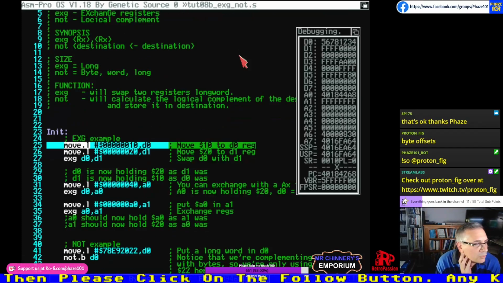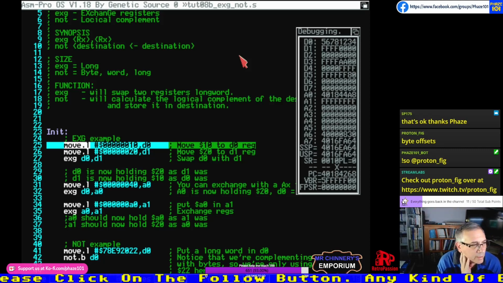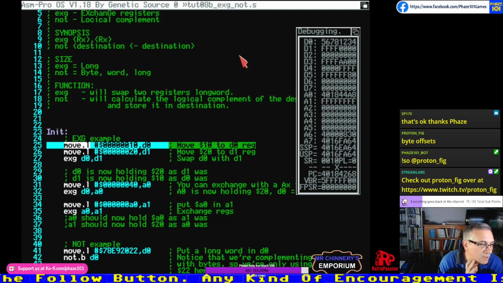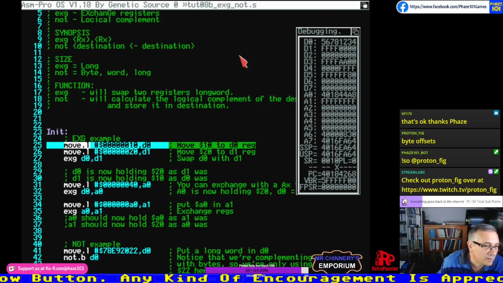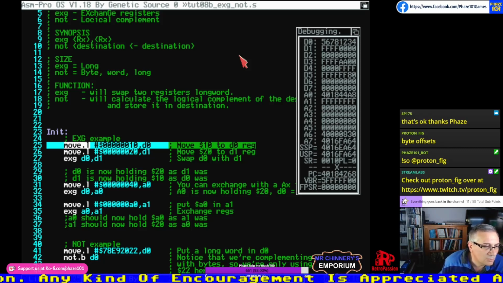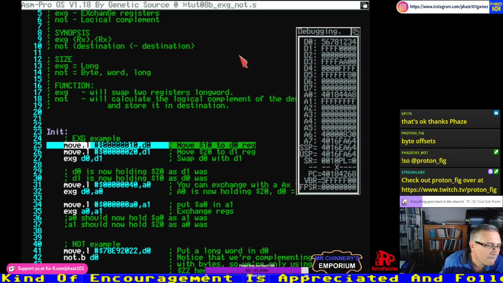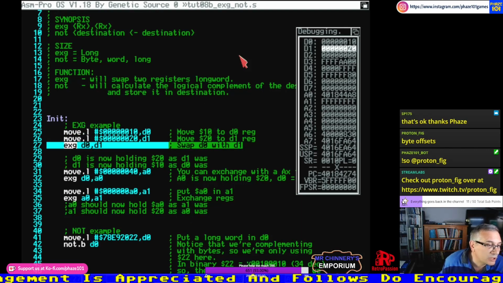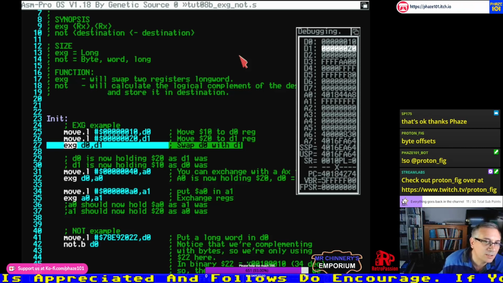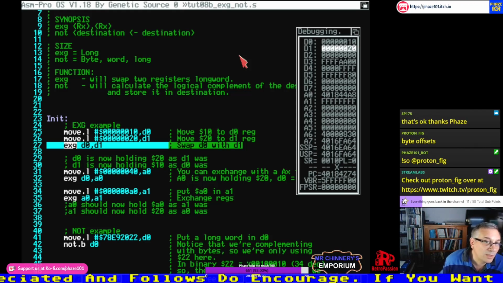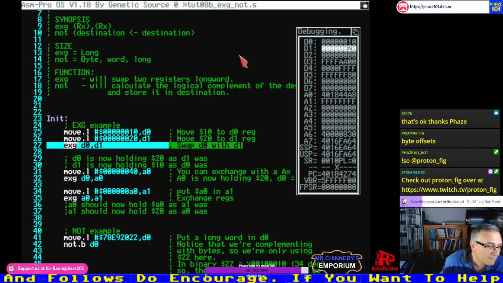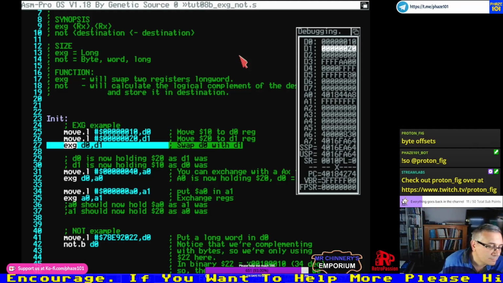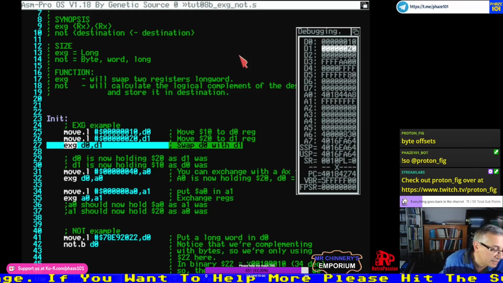So here we are going to cover the exchange instruction and the not. Okay, so we have a number in D0, and we have another number in D1, which is 20. And we're going to exchange D0 and D1. So basically what's in D0 becomes 20, and what's in D1 becomes 10. It's just a swap basically.